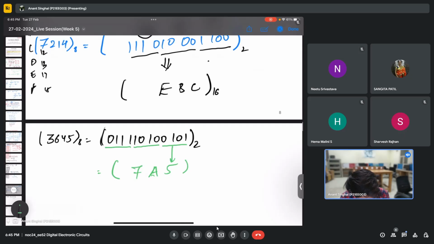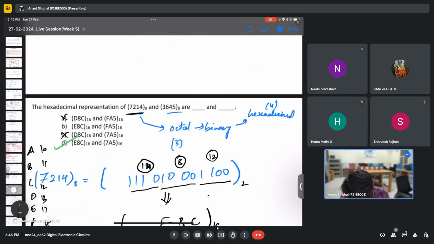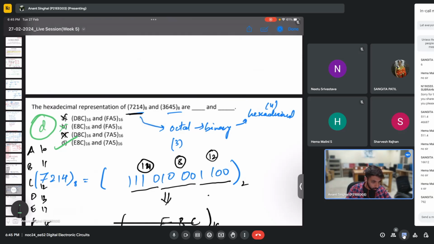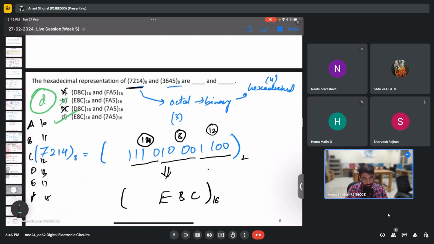So 7A5 to the base 16 is the answer for the second part, which is option D. So option D is the correct answer. Is there any doubt?